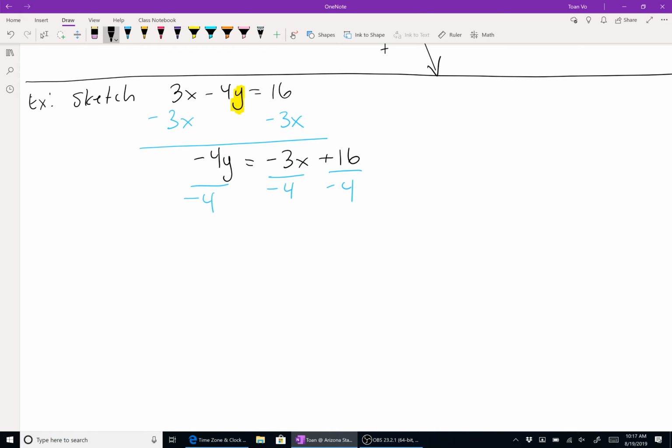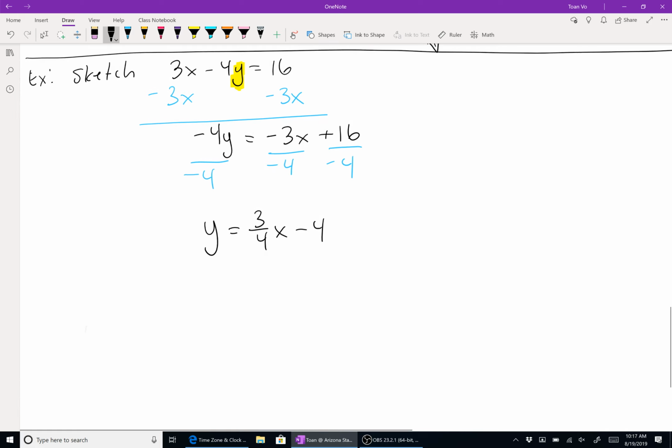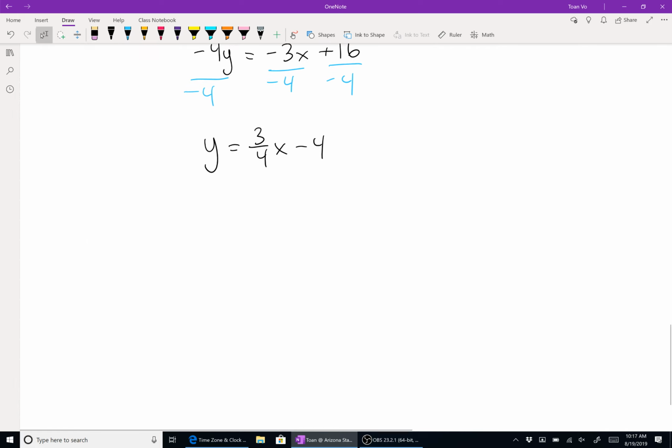What that gives us is a positive y equals negative 3 over negative 4, which is a positive 3/4. A positive 16 divided by negative 4 is a minus 4. Hey, it's in slope-intercept form now. We can sketch them. Okay.